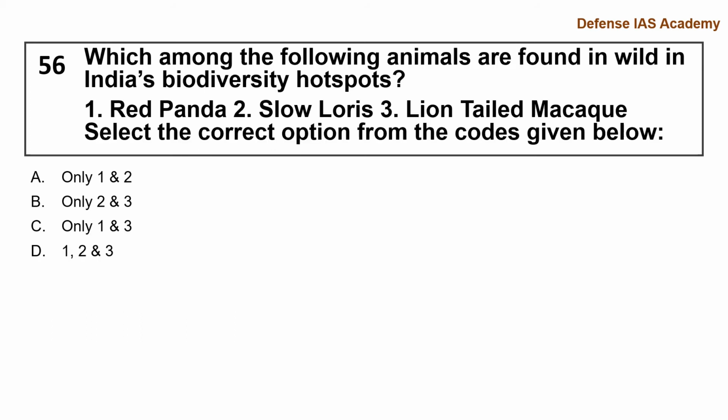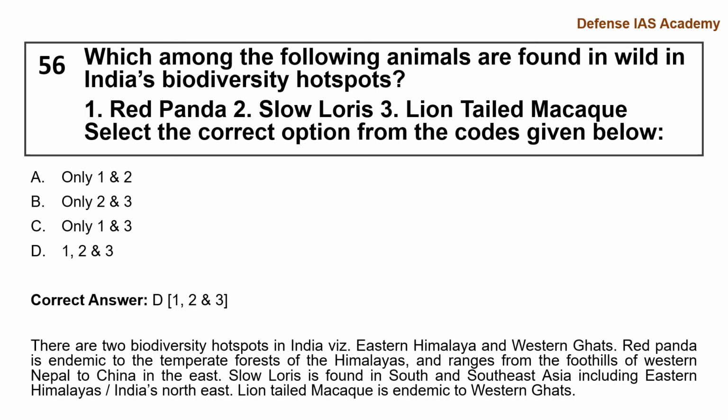Question 56. Which among the following animals are found in the wild in India's biodiversity hotspots? 1. Red panda. 2. Slow loris. 3. Lion-tailed macaw. Select the correct option from the codes given below. The correct answer is option D, 1, 2 and 3. There are 2 biodiversity hotspots in India, one in the Eastern Himalaya and one in the Western Ghats. The red panda is endemic to the temperate forests of the Himalayas and ranges from the foothills of western Nepal to China in the east. The slow loris is found in South and Southeast Asia, including the Eastern Himalayas or India's northeast. And the lion-tailed macaw is endemic to the Western Ghats.